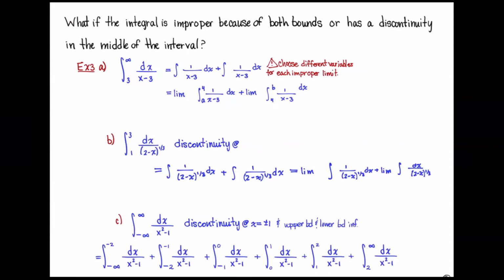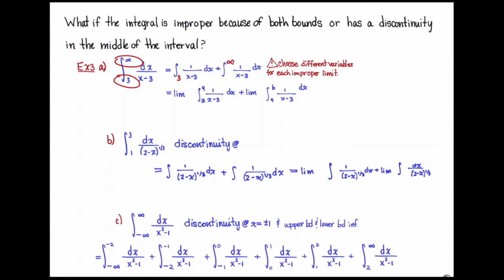In part A, this integral is improper because of both the lower bound, giving us a 0 in the denominator, and the upper bound being infinite. And we can only evaluate an improper integral if one of the bounds is improper. So we need to split this up into 2 separate integrals. So we can say that this is equal to the integral from 3 to some number plus the integral from whatever that number is to infinity.